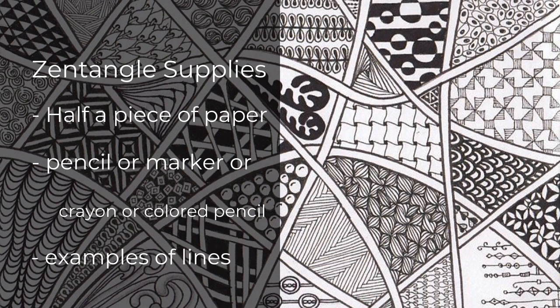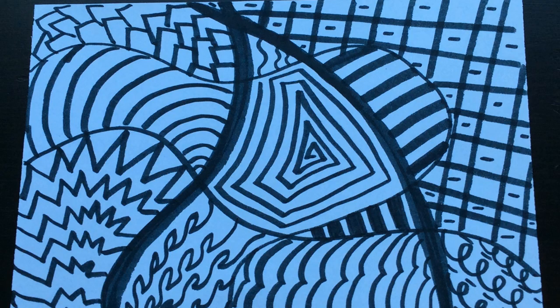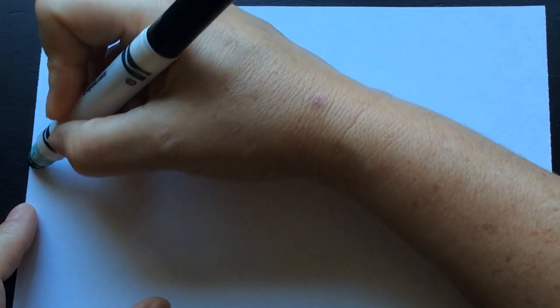Here's an example here. What we'll need is, I used half a piece of paper and a pencil, marker, crayon, or colored pencil, whichever kind of art material you like. And check on Google Classroom for some ideas of examples of types of lines.